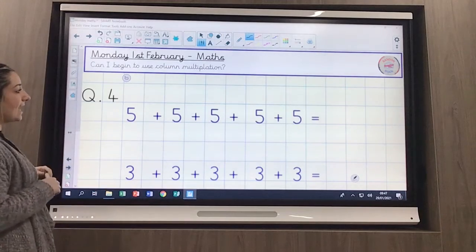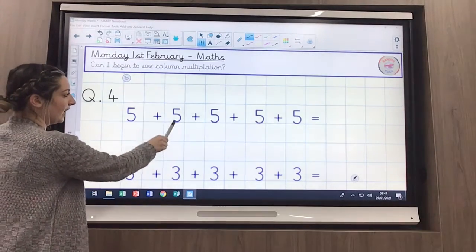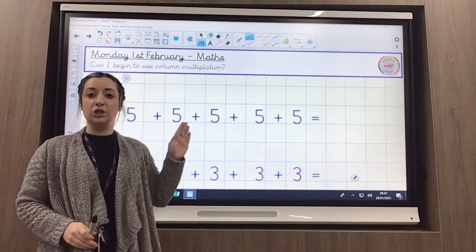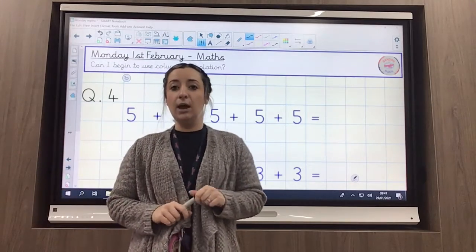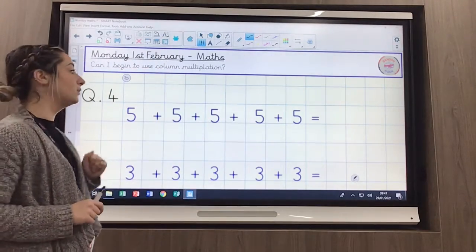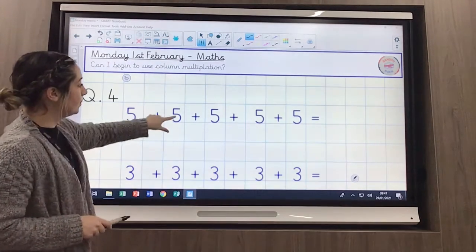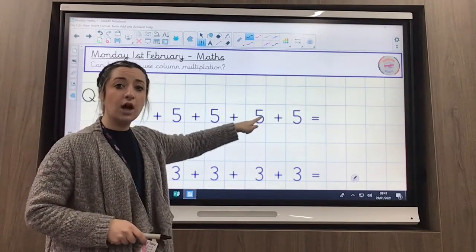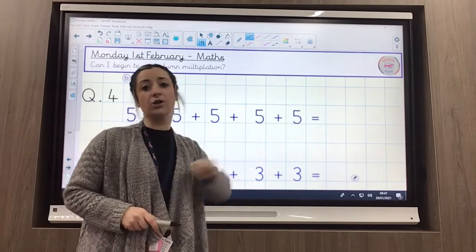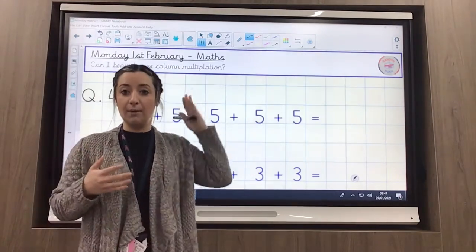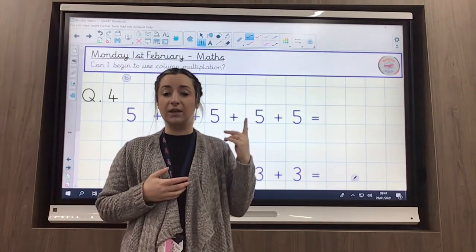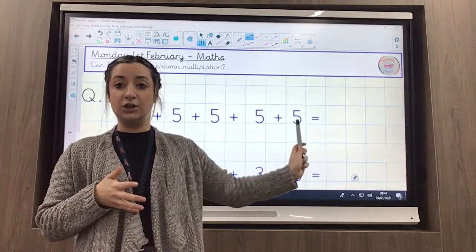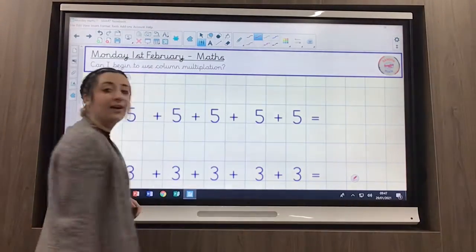Well, let's have a look at what it says. We've got 5, add 5, add 5, add 5, add 5. Now this is repeated addition, and we can show that using multiplication as well, because it's showing me how many lots of 5 have we got. So we've got 5, add another 5, so that's 2 lots, add another 5, that's 3 lots, add another 5, that's 4 lots, add another 5, that's 5 lots. So what is the number sentence if I'm going back to my vocabulary I used at the start of the lesson? 5 lots of 5. What could my number sentence be for this repeated addition?